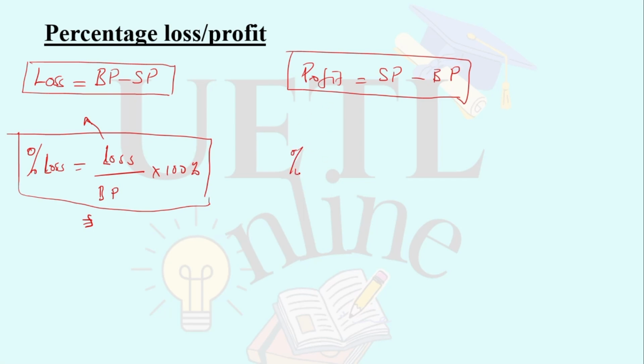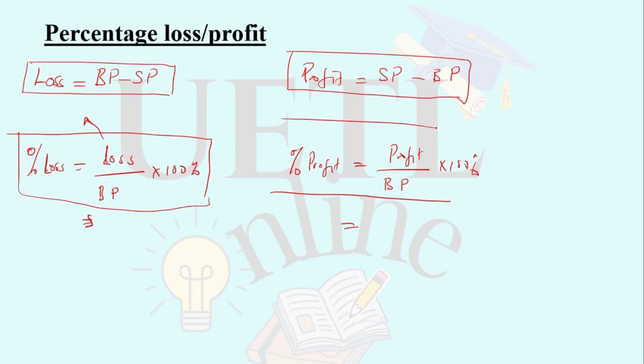If you want to find the percentage profit, it is the same. You say profit over the buying price multiplied by 100%, and you get your answer as a percentage. Make sure you remember these formulas so that you can use them. Make sure your denominator is just the buying price, your profit is the numerator, and you multiply by 100.